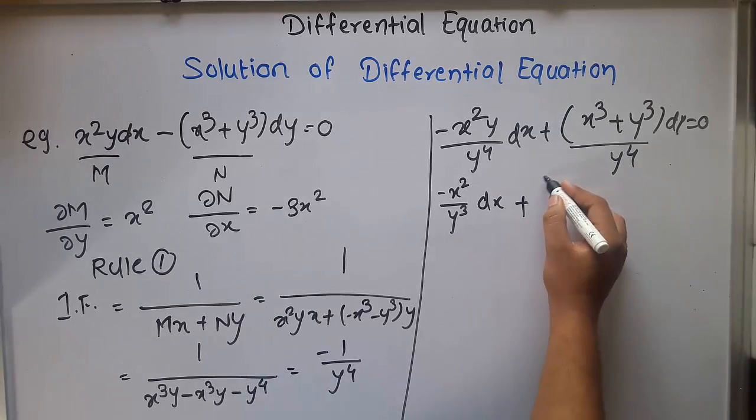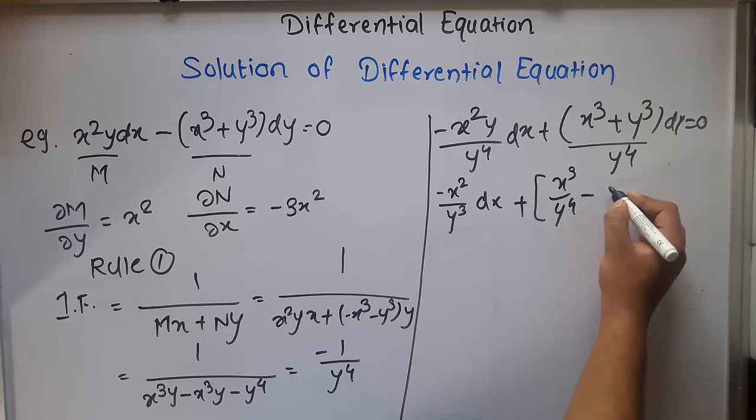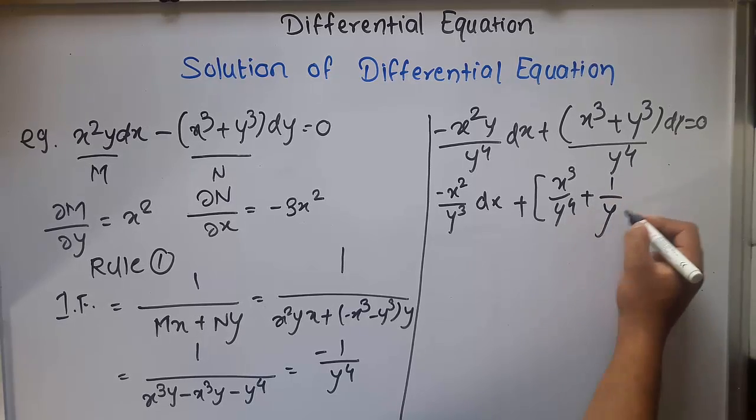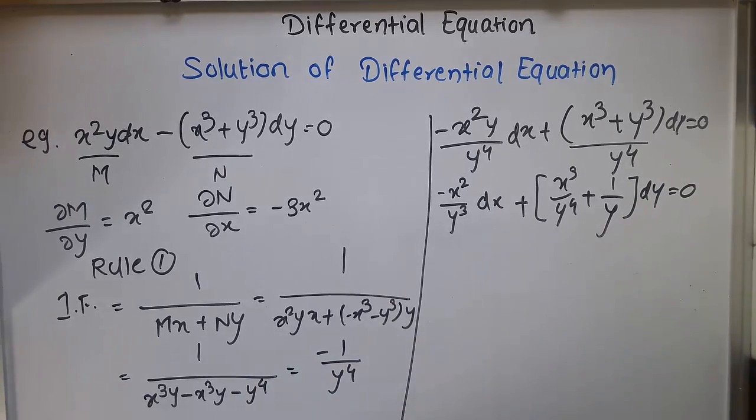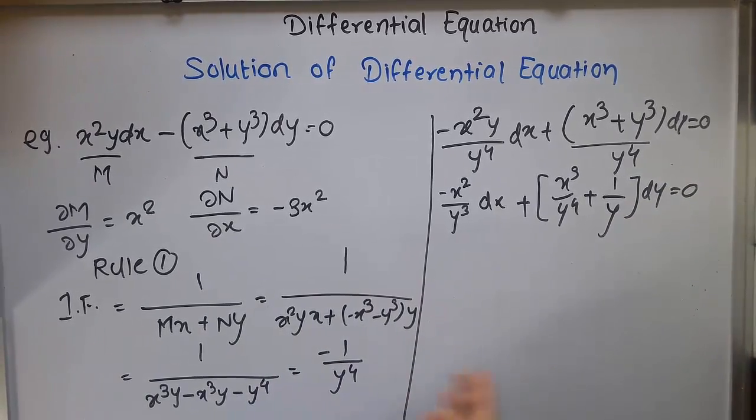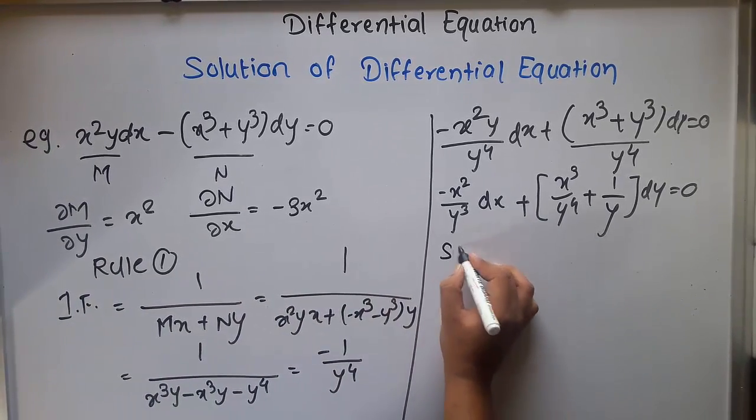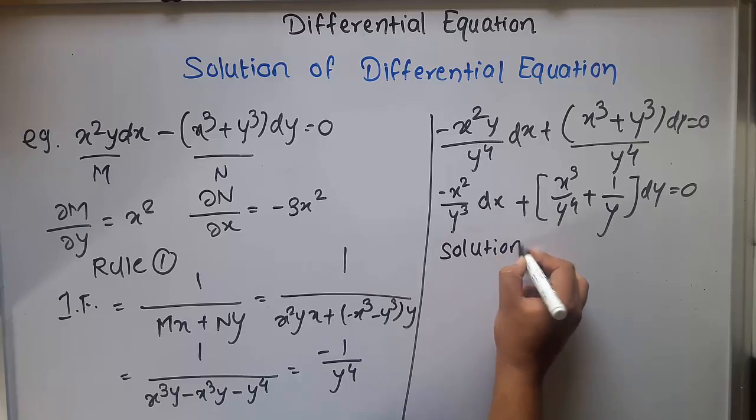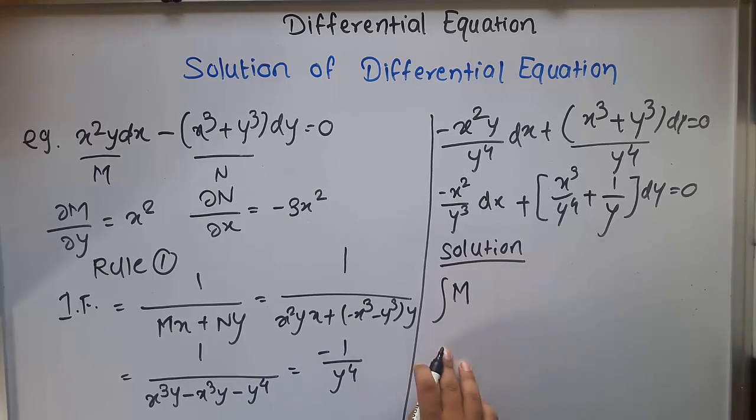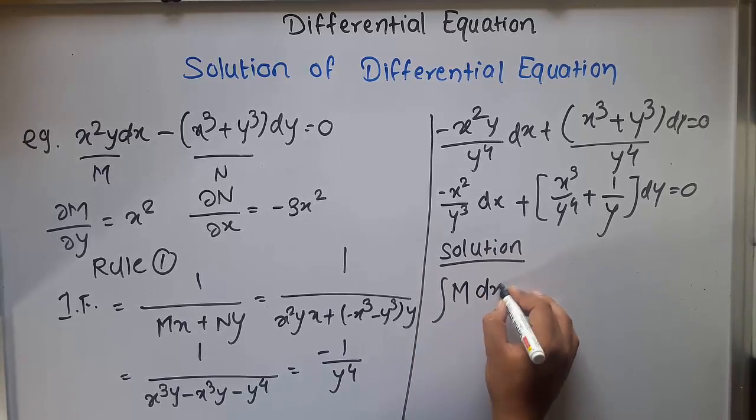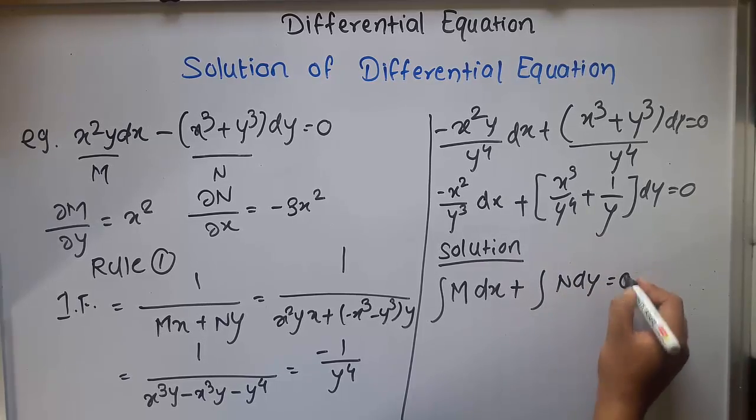Here we try to split it, it gives x cube upon y raised to 4 minus plus 1 upon y dy equal to 0. Now this is the exact differential. You can find this in this way. So the solution of this differential equation will be integrating M dx plus integrating N dy equal to 0.